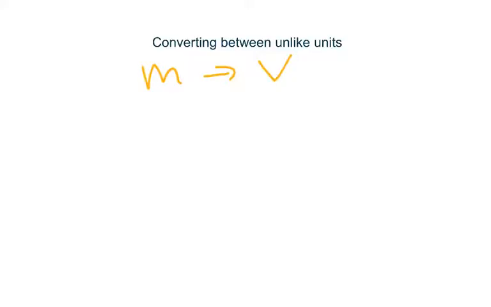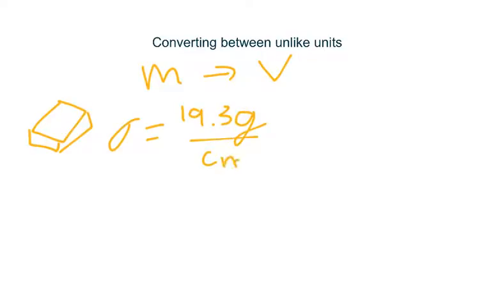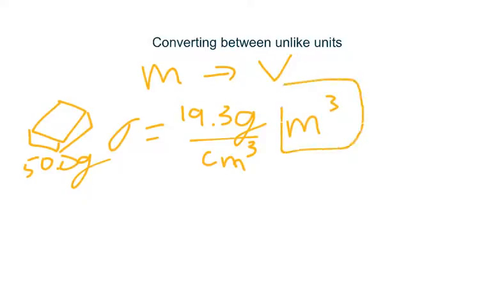So what if I said that we have a piece of gold? So I'm just going to draw this piece of gold. The density of gold is equal to 19.3 grams per centimeter cubed. So what if I said this piece of gold was 50.0 grams? Note that there are 3 significant figures there. So if I knew this, how many cubic meters of gold do I have?